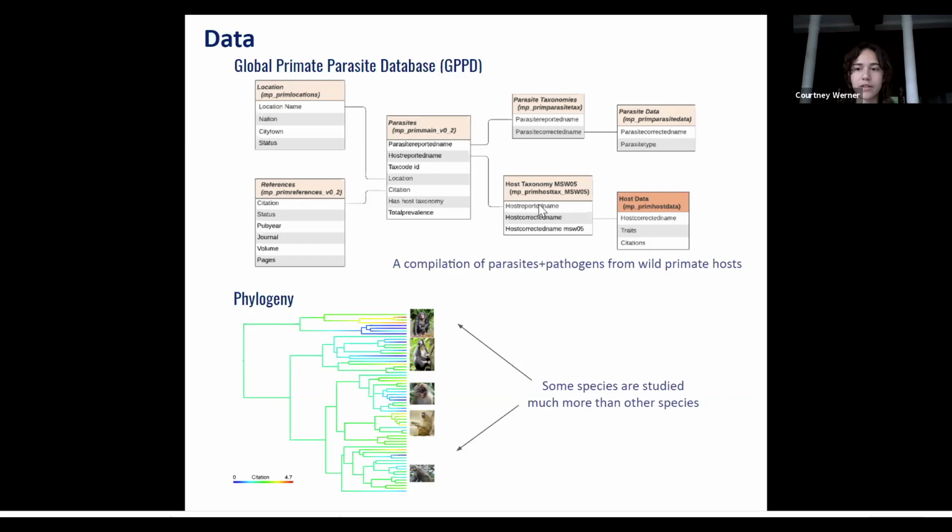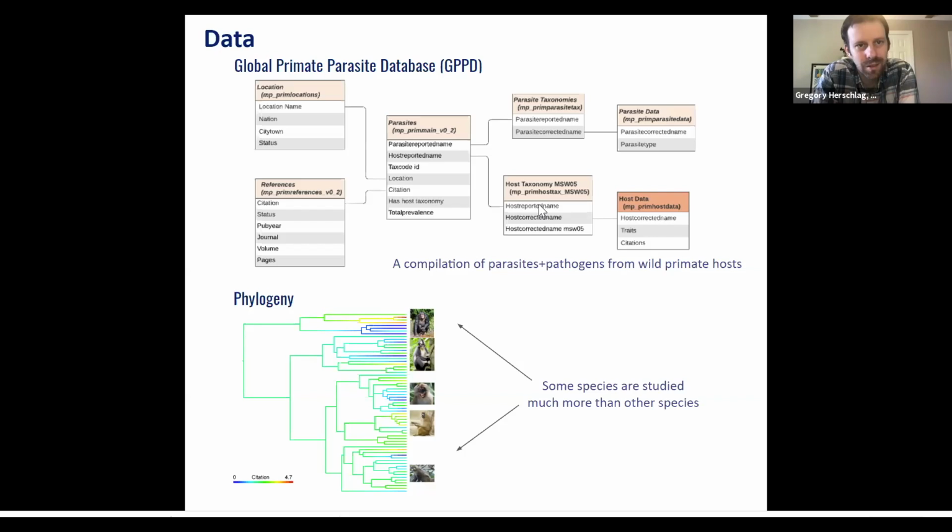It's true, and there are a lot of studies of parasite infection in laboratory primates, but the global primate parasite database is only focused on parasites in wild primates. So I'd say that is a major limiting factor, because that's really the only method that will give more data to this type of study. Yeah.